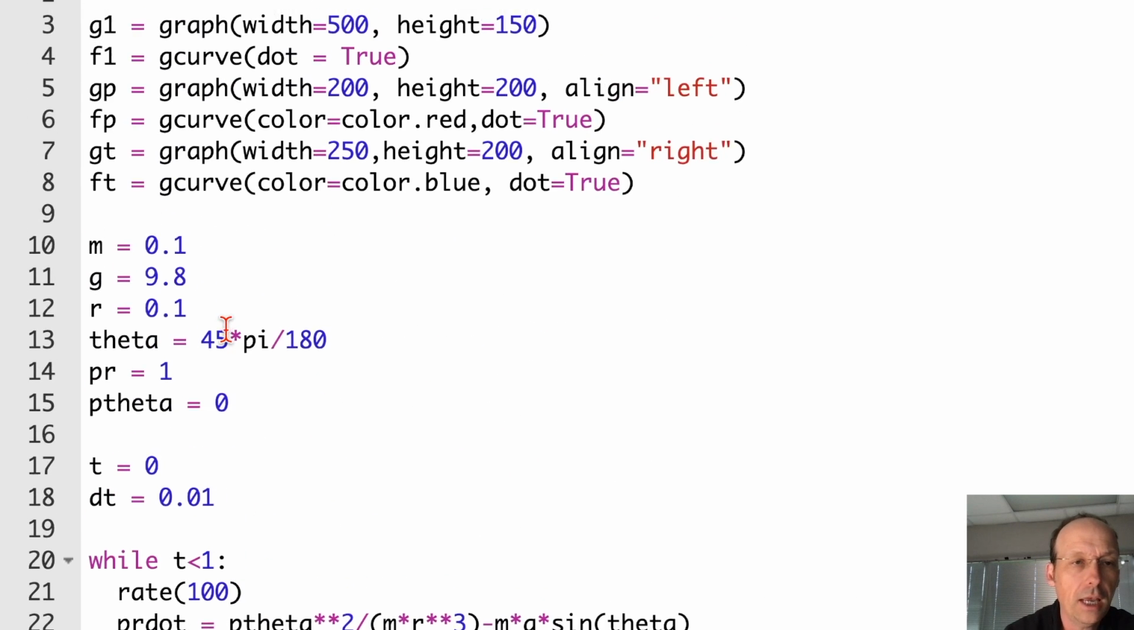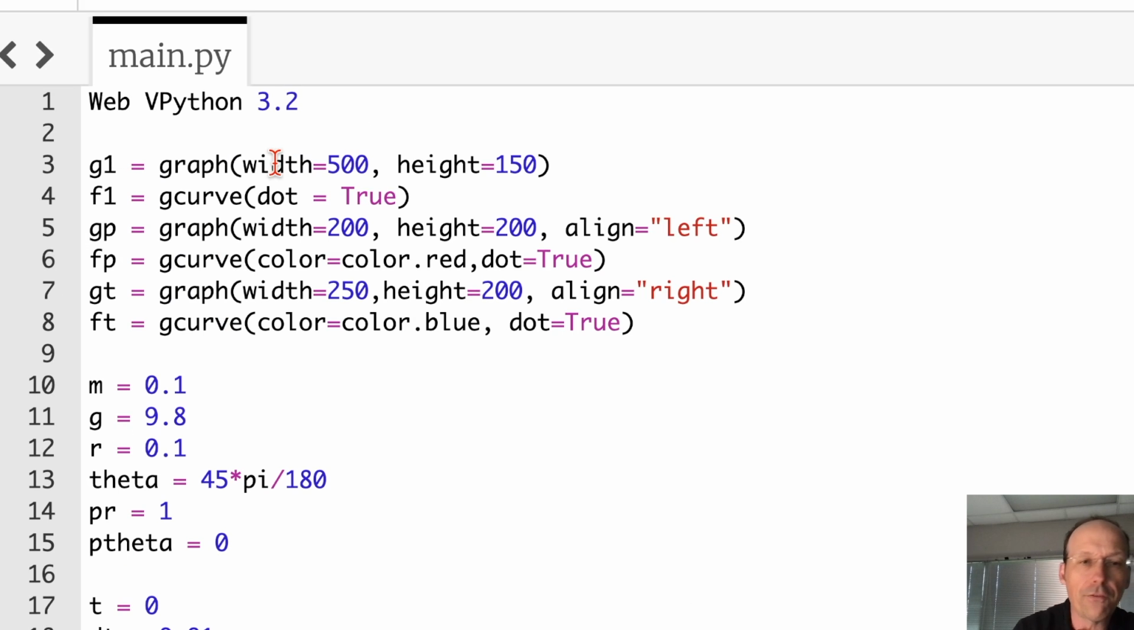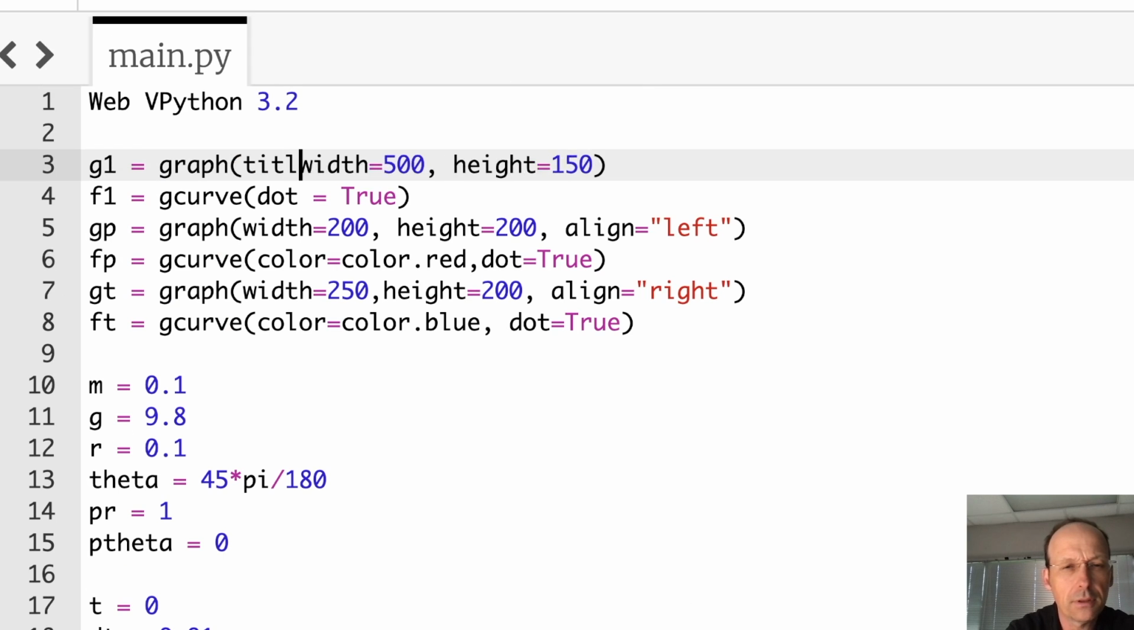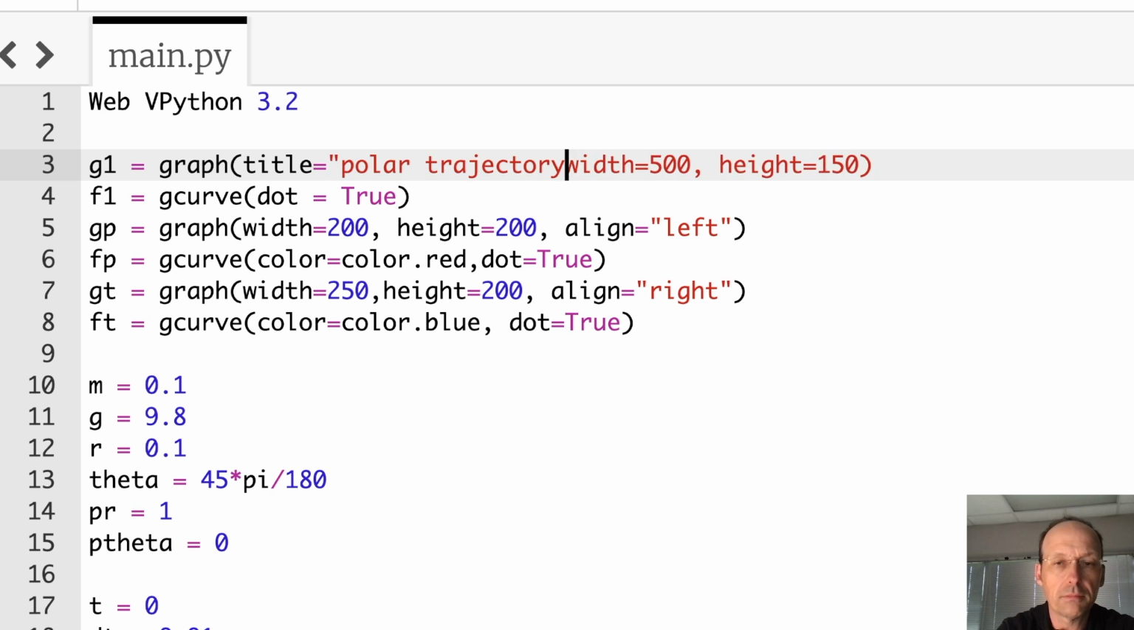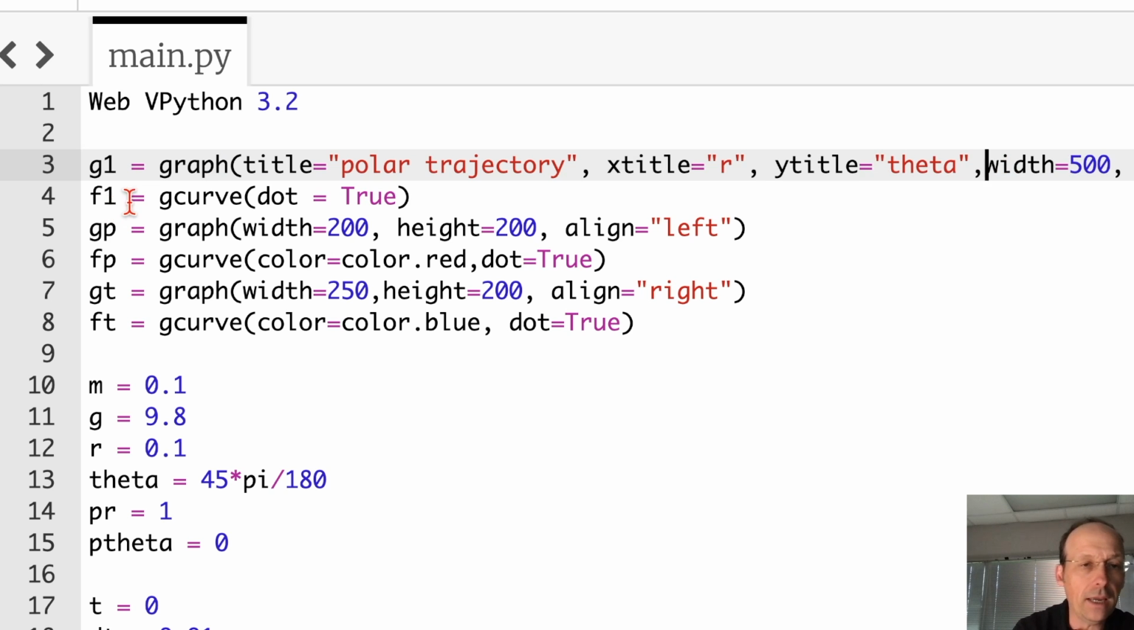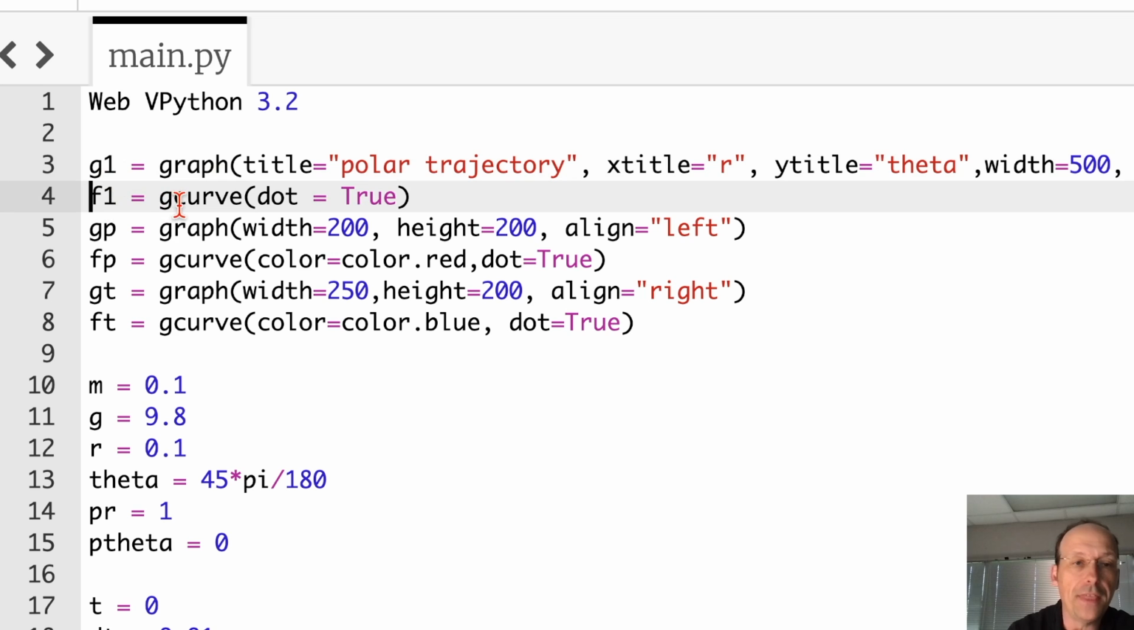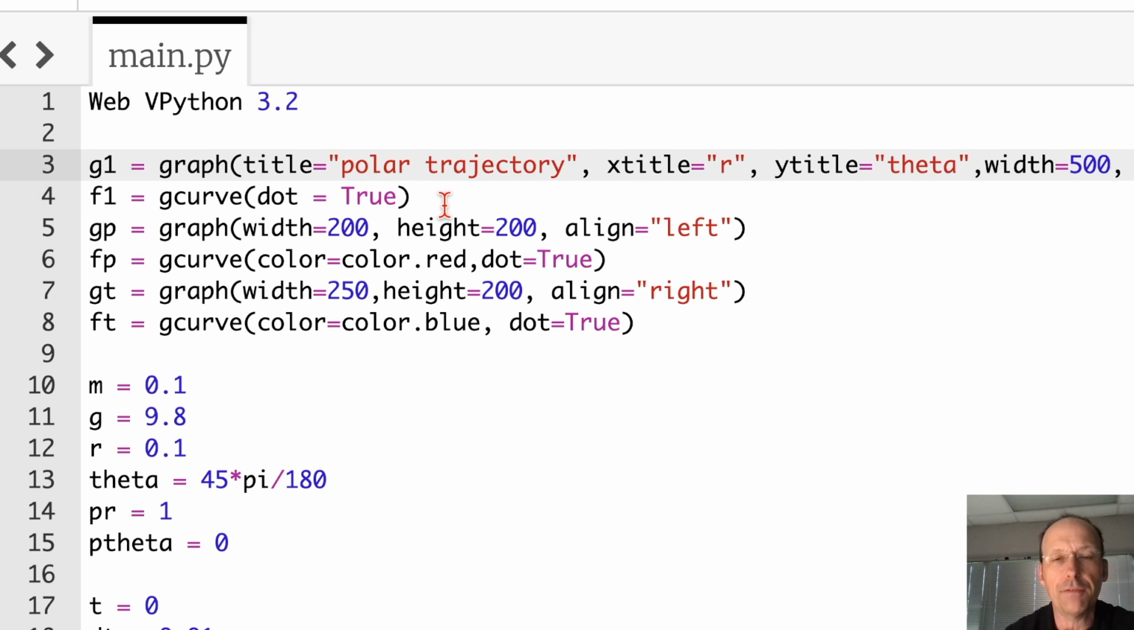And let's go up here and make these look nice. So I have a graph. The first graph is skinny and long. Let's put a title. Let's make everything look nice. And the title is going to be polar trajectory. That looks nice. X title equals R, Y title equals theta. In Web VPython, if you make a graph and then put a function right below it, that function is going to be in that graph. So you don't have to explicitly say it.